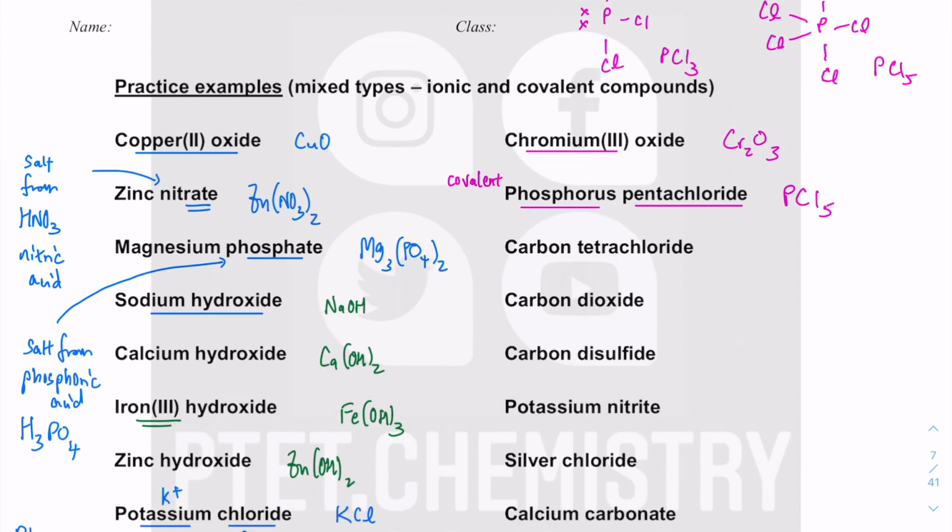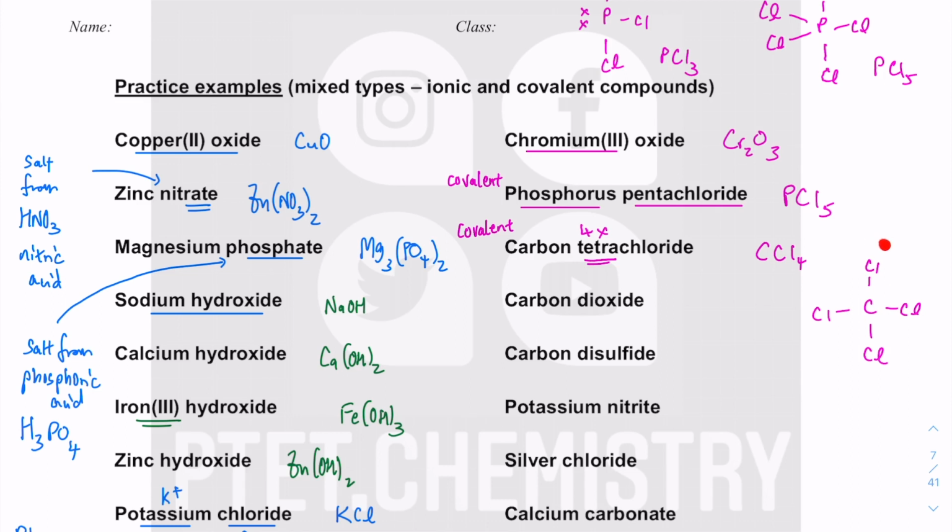Then carbon tetrachloride. Again, carbon and chlorine is going to form a covalent bond. Tetra refers to 4 times, and this is CCl4. Carbon forms 4 bonds. Each chlorine forms a single covalent bond.